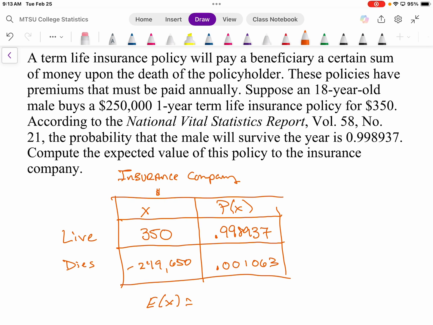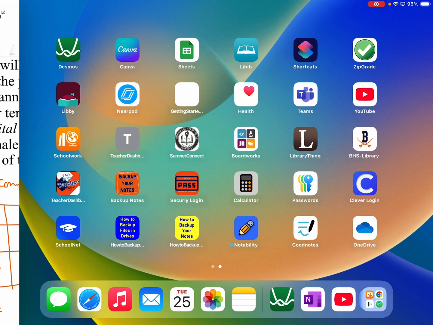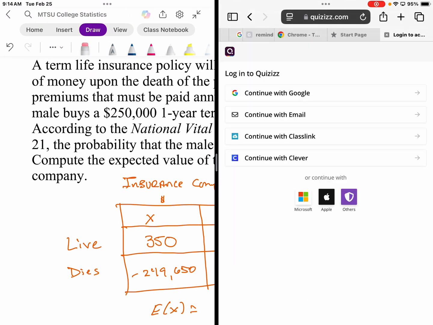All right, so now we find the expected value. What we're going to do is multiply across: 350 times 0.998937, and then negative 249,650 times 0.001063. The reason we're going out so many decimal places is because it's money. It makes a big deal as we look at significant digits and figures, as this company's looking at things as a whole when they write these policies. There are times when we use more decimals because the dollar amounts matter in the grand scheme of things.